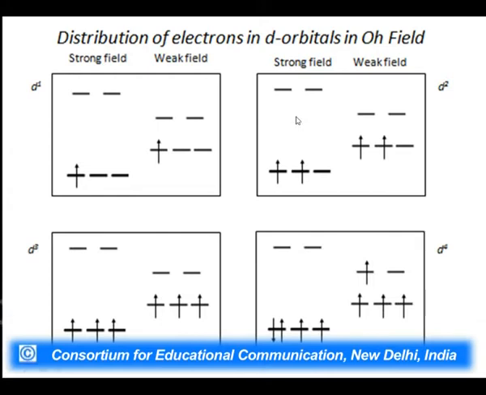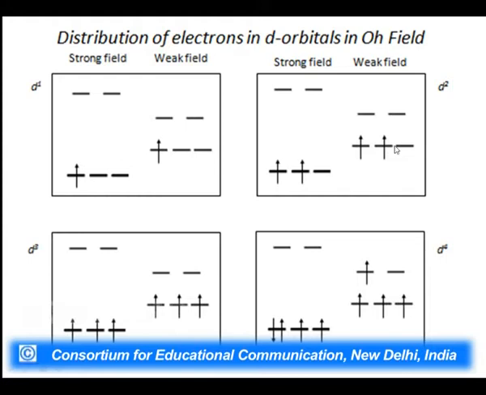Similarly, if you look at the d2 configuration, we have a t2g2 type of configuration. That means there will be two electrons in the t2g orbitals, and whether it is a strong or a weak field, Hund's rule has to be followed. The spins have to be parallel, occupying different orbitals in the same sub-level, and that is why we get the t2g configuration with two parallel spins as shown for the d2 configuration, whether it is a strong field or a weak field case.